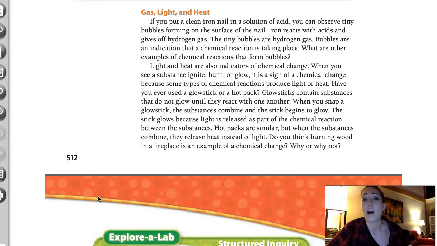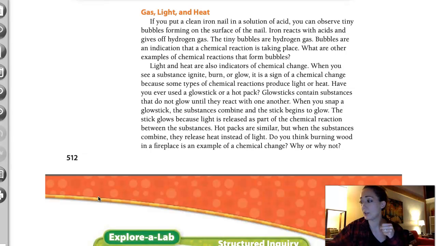Light and heat are also indicators of chemical change. When you see a substance ignite, burn, or glow, it's a sign of a chemical change because some types of chemical reactions produce light or heat. Have you ever used a glow stick? Or a hot pack? Glow sticks contain substances that do not glow until they react with one another.